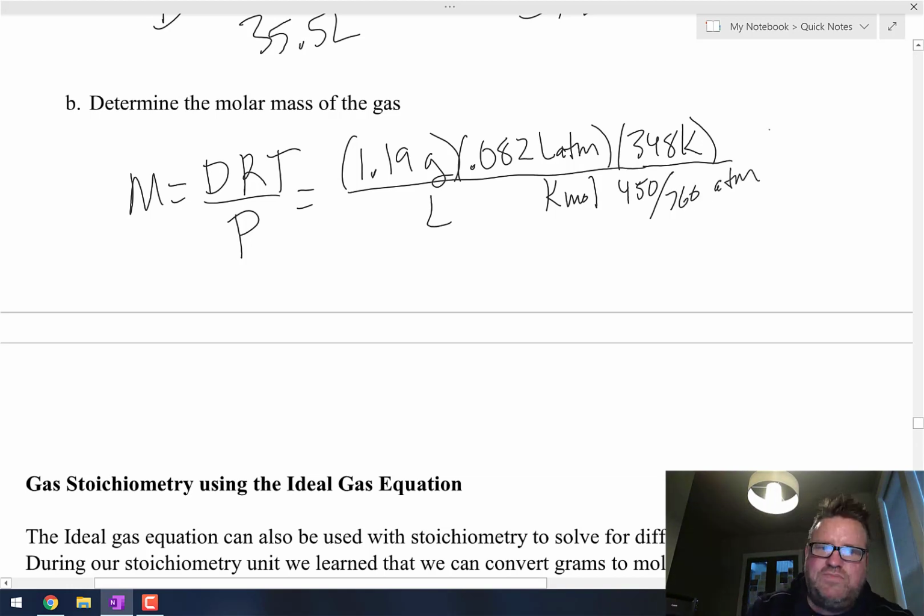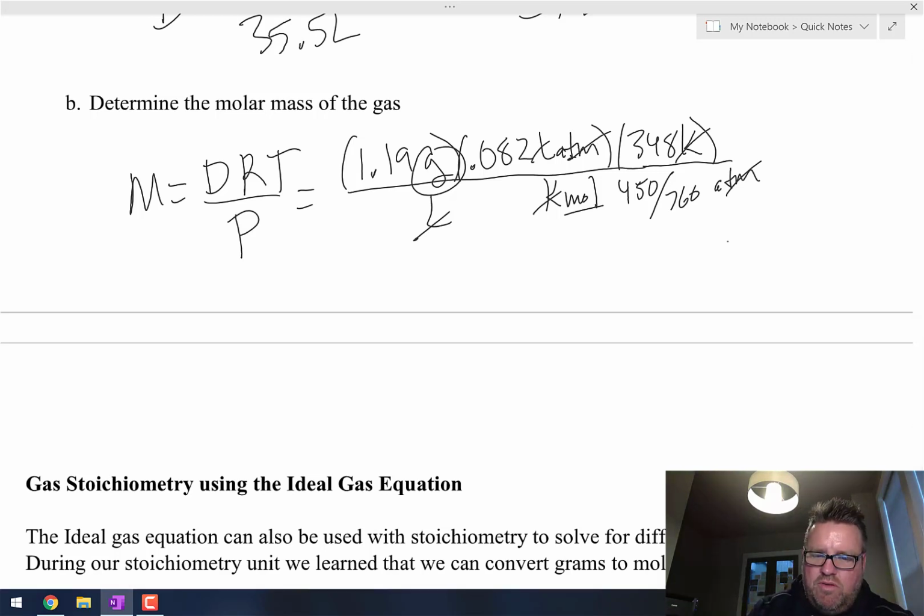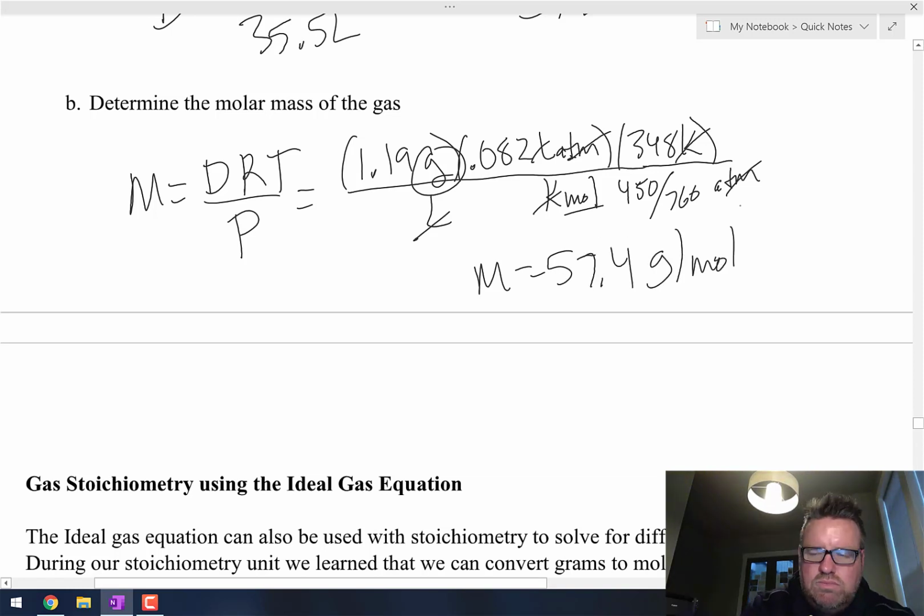And again, let's check. We should have grams over moles left over. Liters and liters, atmospheres and atmospheres, Kelvin and Kelvin. Grams on the top, moles on the bottom. I know I have it set up correctly. So 1.19 times 0.082 times 348 divided by, and then in parentheses, 450 divided by 760. And you should get a molar mass equal to about 57.4 grams per mole.